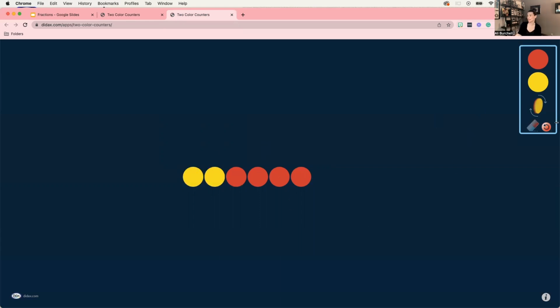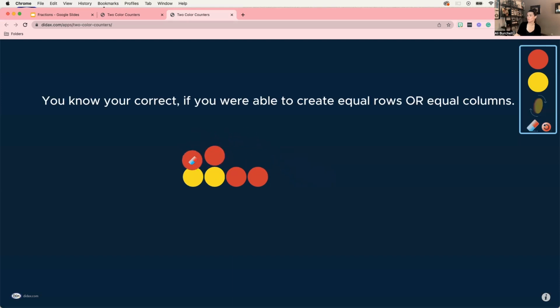Now I have 2/6. Now what I need to do is I need to be able to move these manipulatives around. So I am going to have to find a way to make equal rows or columns. I see here that 2 is the least amount that I have. So I'm going to make 2 equal columns. I'm going to move the red to see if that works.